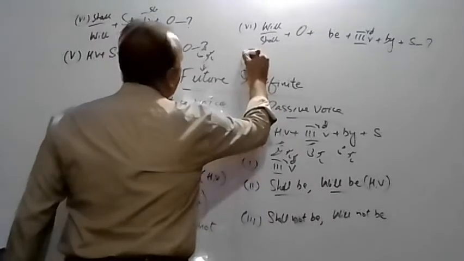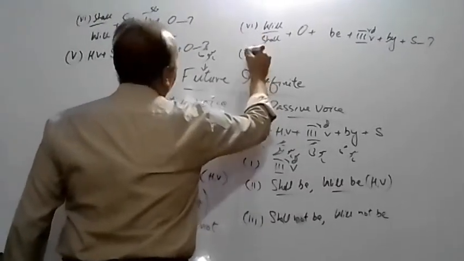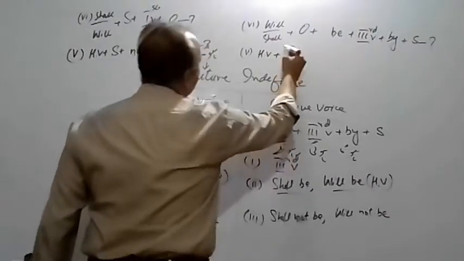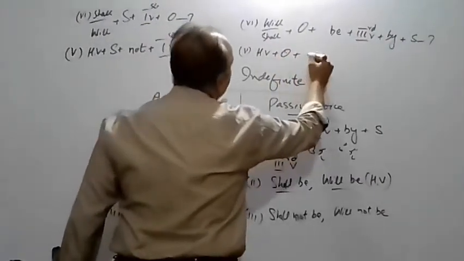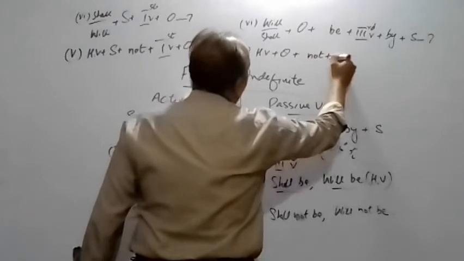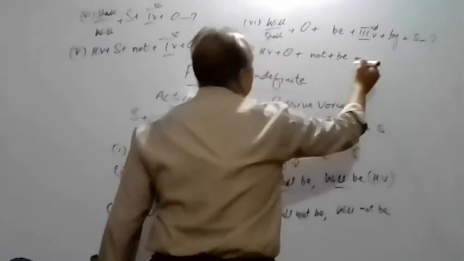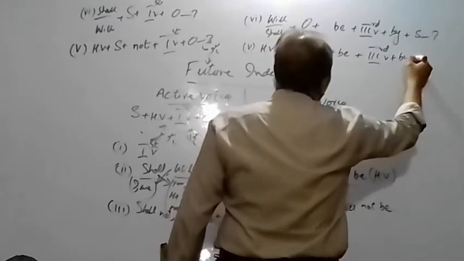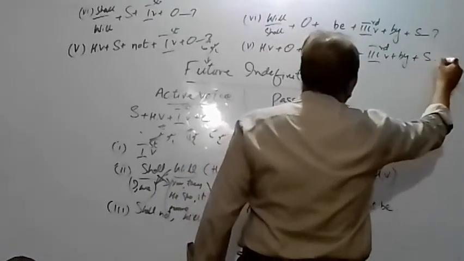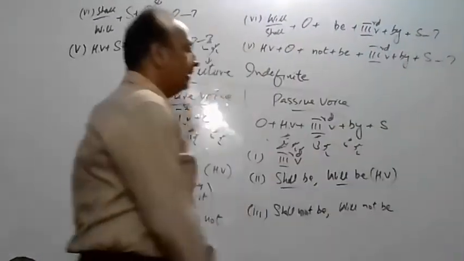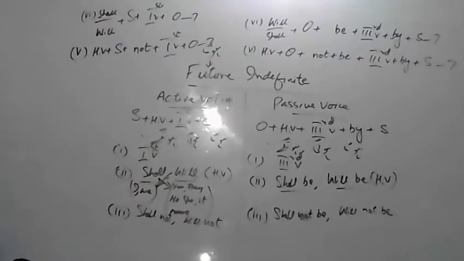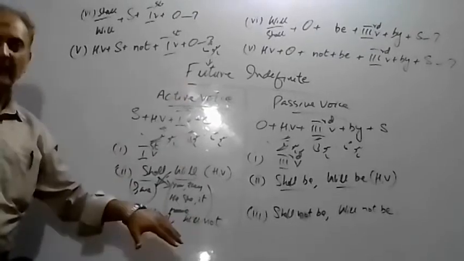Right? And here, in passive, as we know about the helping verbs, we apply the object, then we apply not, then we apply be, then we apply the third form of verb, then we apply by, and in the end we apply the subject. So this is the formula by which we understand and see the future indefinite tense.